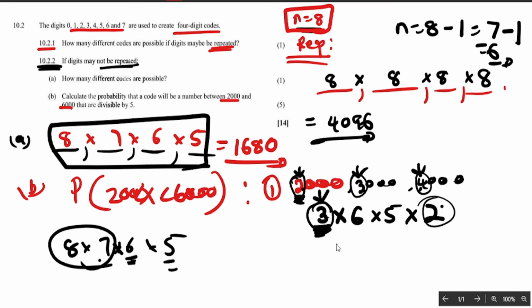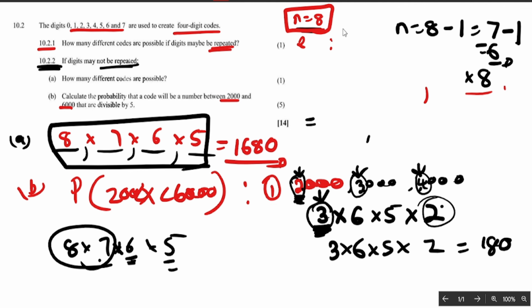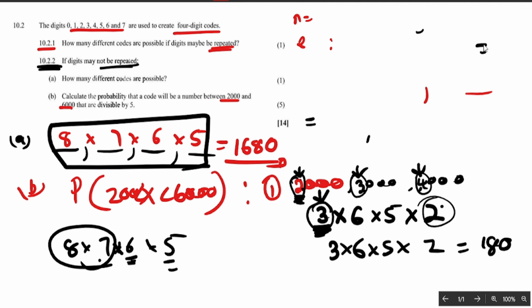So you just need to punch it into your calculator now: 3 times 6 times 5 times 2. You should get an answer of 180, if I'm not mistaken. Let me confirm: 3 times 5 times 6 times 2. Yes. So that's the first thing you're going to do. You're going to write down that 180.